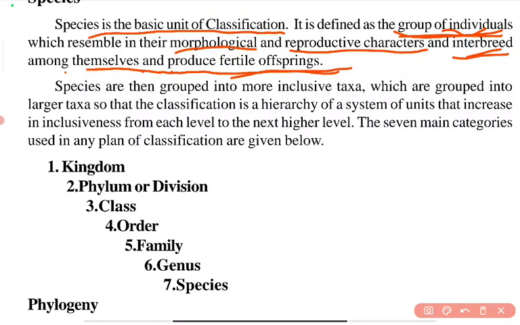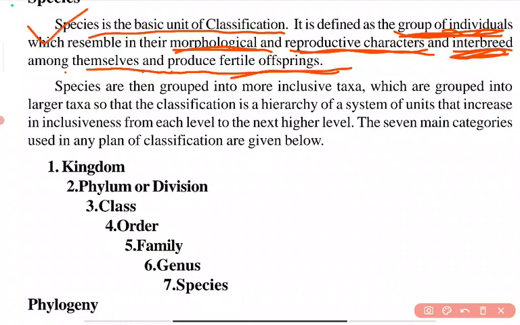Okay, how? Just try to understand what I am saying. How is it called a species? Because they are a group of individuals and their morphological and reproductive character is same and they can interbreed. मतलब कि they can interbreed, they can produce their offspring through reproduction. This is called a species or the same species.